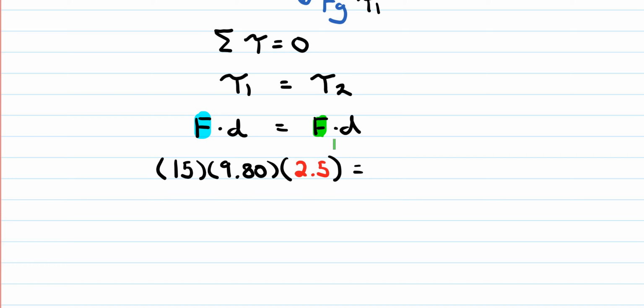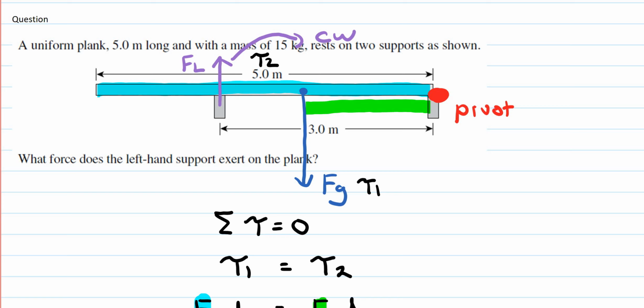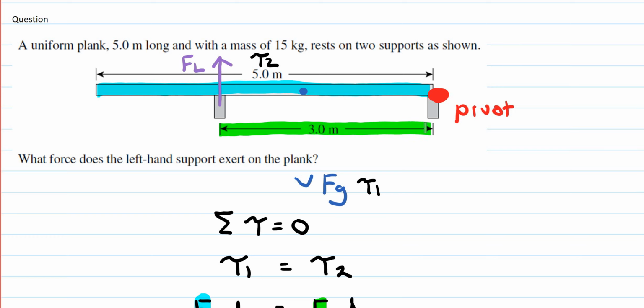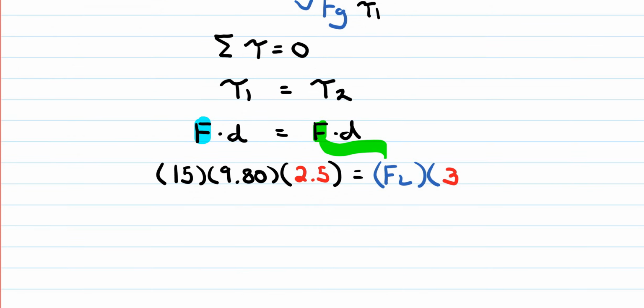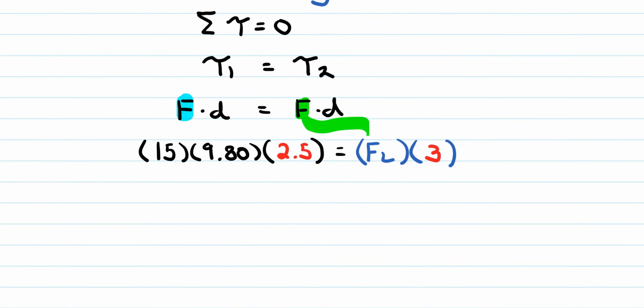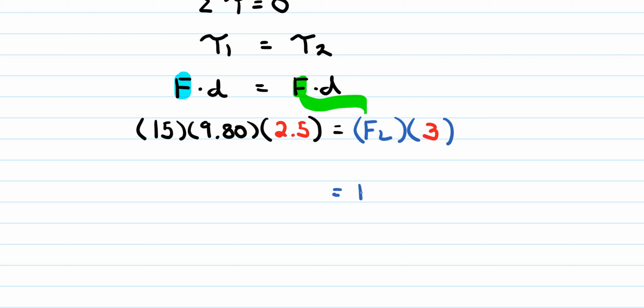And this force over here is the force on the left-hand side. We also need to find the distance to the pivot point. Okay, let's just go ahead and break this down here. It looks like the left force is actually 3 meters away from the pivot point. Okay, so we will put in the number 3 here. And now we have enough information to find FL, which is the force on the left-hand side.